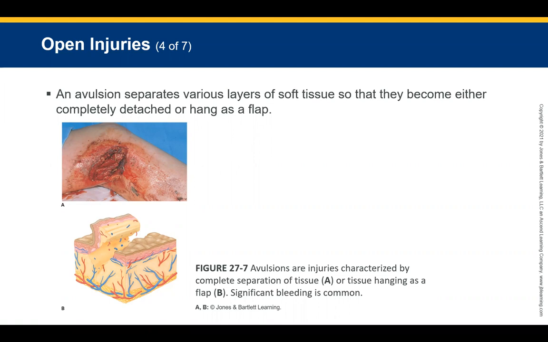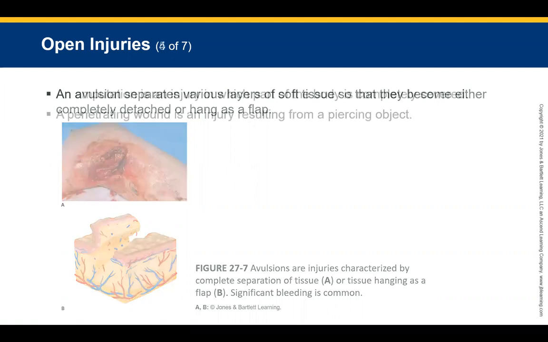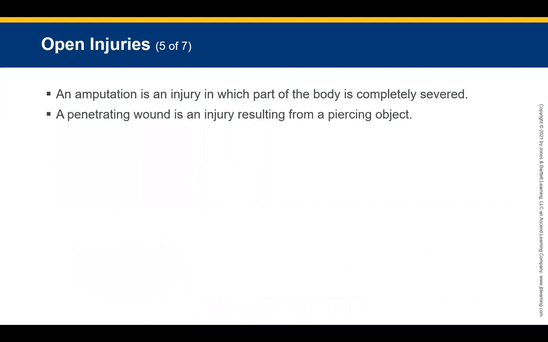I don't know where the flap is on this picture, but you can see in figure B that the flap is obvious there. They want to try to replace that and let everything heal again on its own. I don't really see the flap in this picture. That looks like it was just completely torn off, in my opinion. An amputation, obviously, is an injury in which the body part is completely severed.